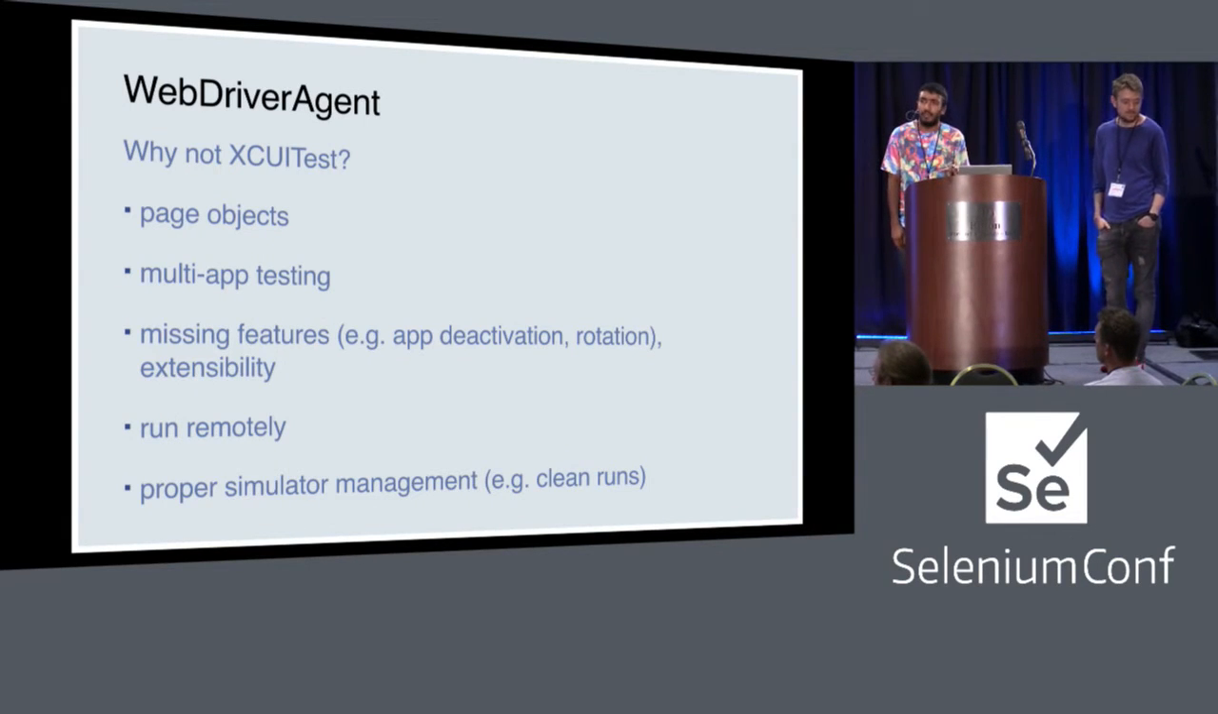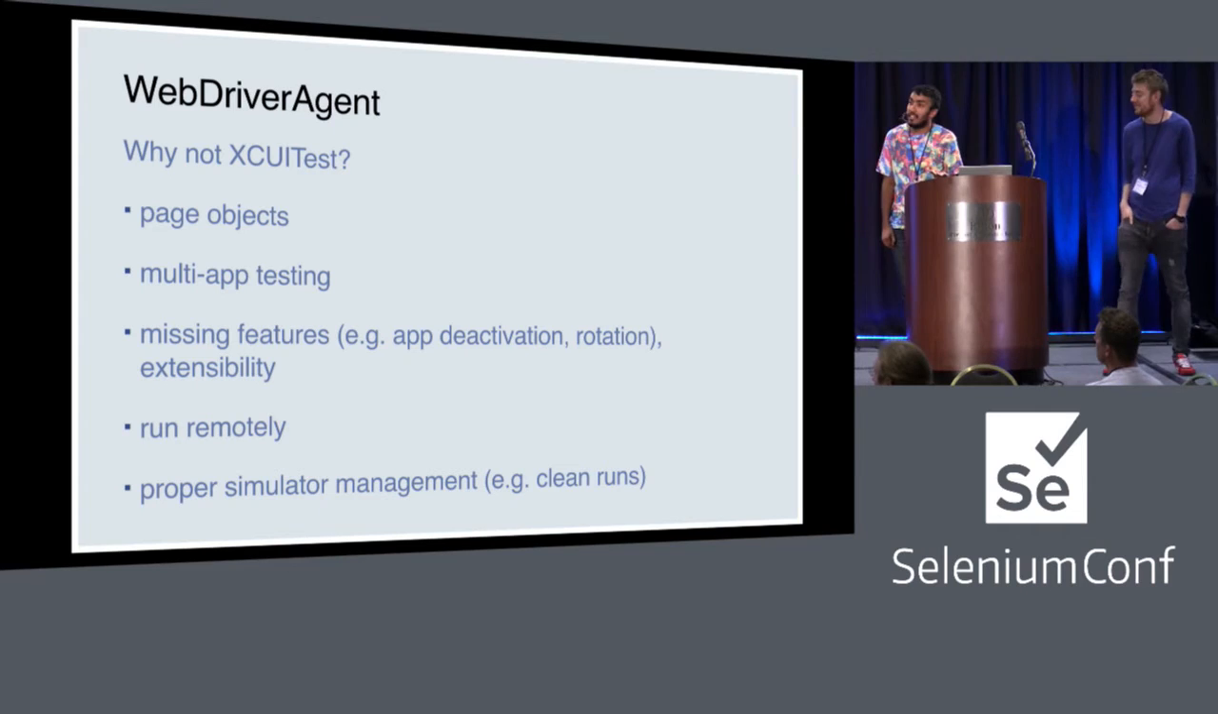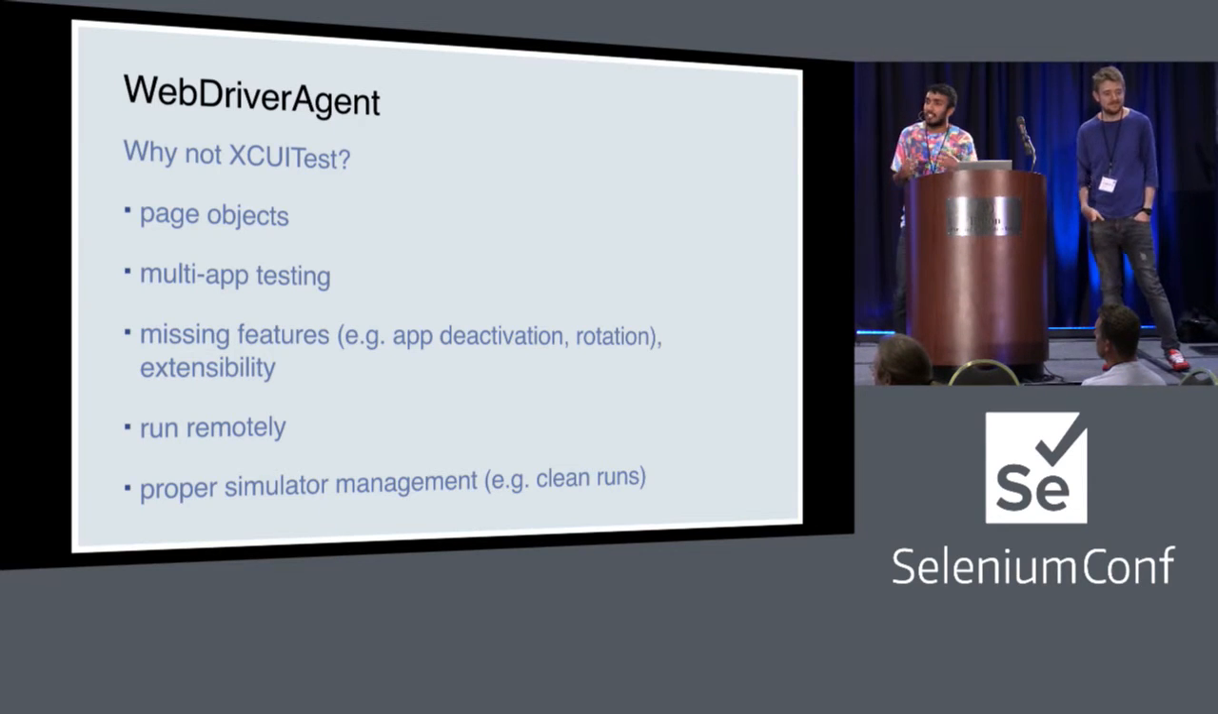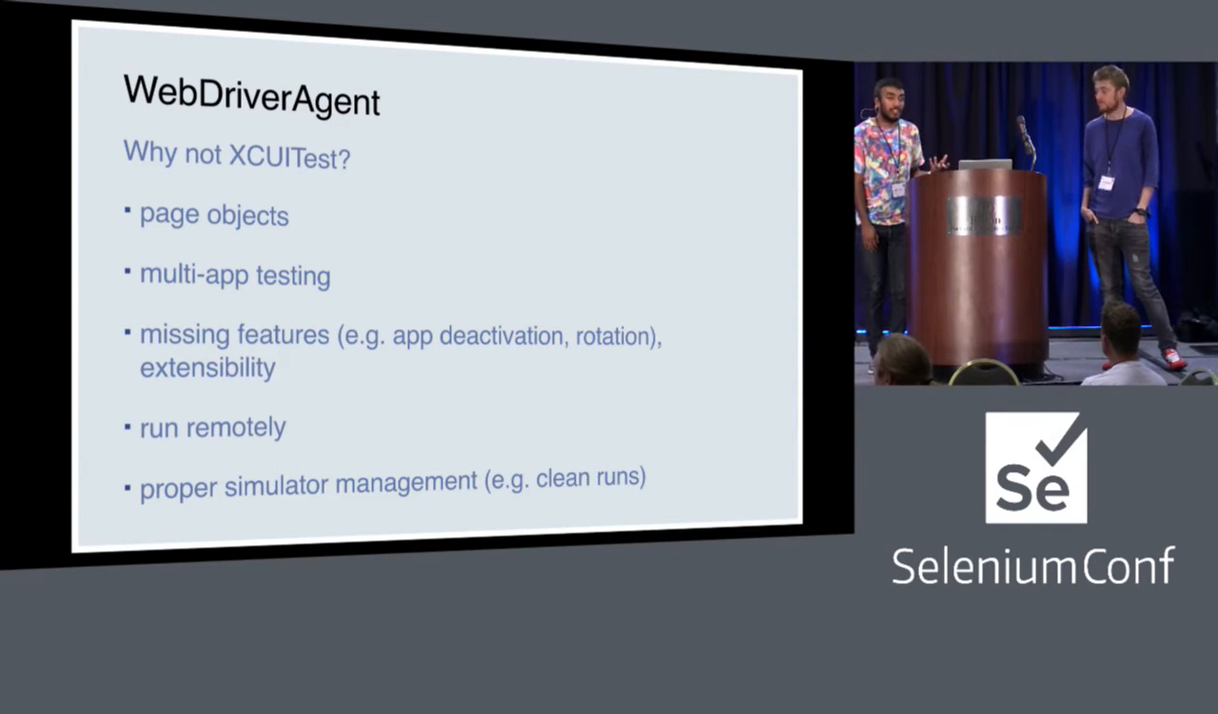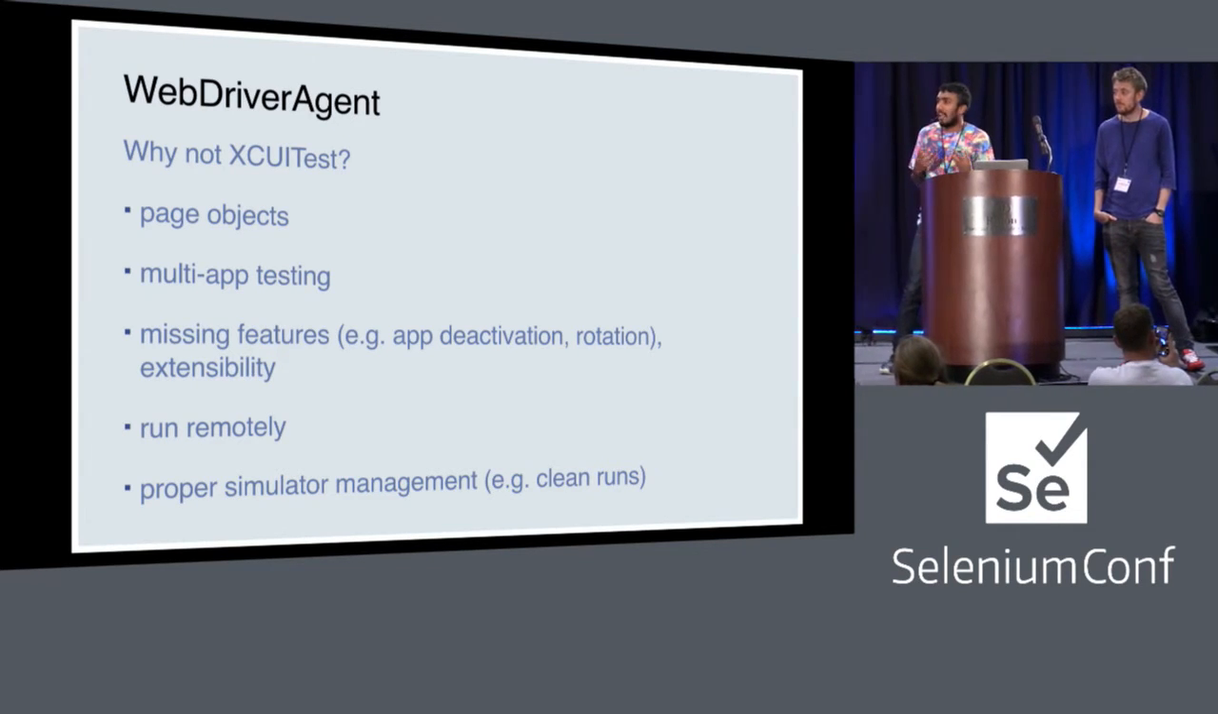One main elephant in the room: Apple released a framework called XCUI test, and it is a good step forward for a lot of engineers. But why would you use this instead? There's a few reasons. With WebDriver Agent and with WebDriver in general, you can do proper page objects, so you can have wait conditions and have a much more stable testing experience.